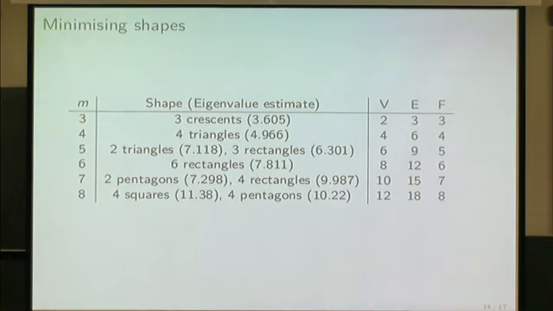Then we get to 8. Somewhat surprisingly, you might think, we see 4 squares and 4 pentagons, which I can't do with my hands. I'll hopefully see the picture in a second. But you can see that there's some kind of general pattern here: as we increase m, we're getting a larger number of sides on the polygons that we recover. I don't know how generic this is, and I can't prove anything about this, but I think it's some generic thing.